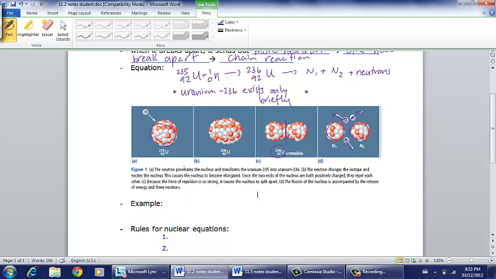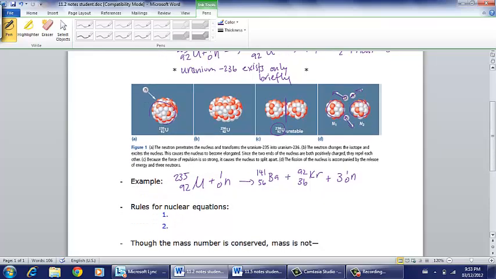I'm going to write out this example again using a real example with actual product nuclei. So we have uranium-235 being hit by a neutron. It could break apart into barium-141 and krypton-92 and 3 additional neutrons.